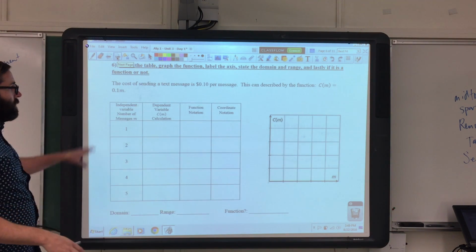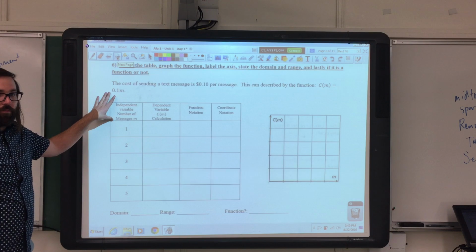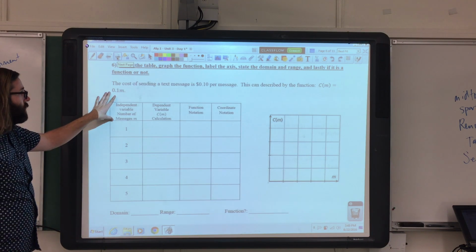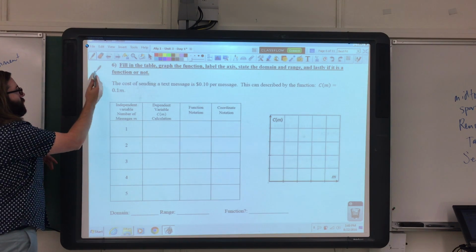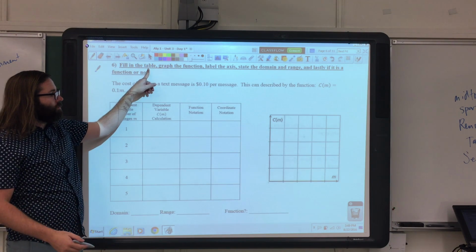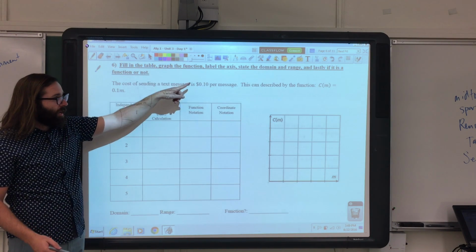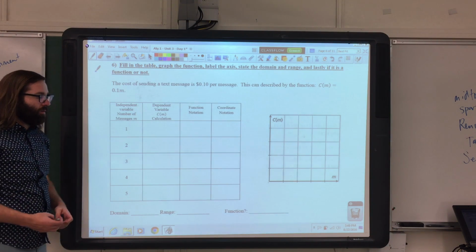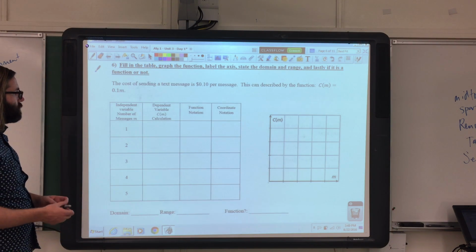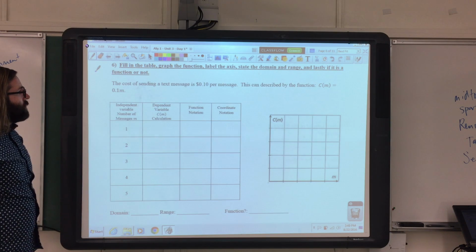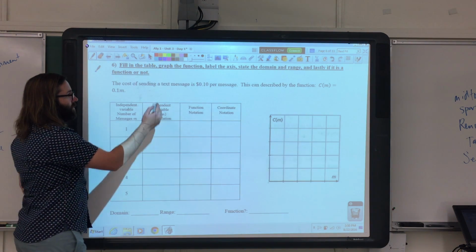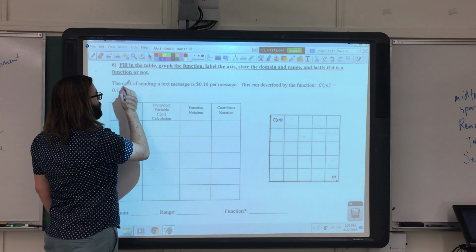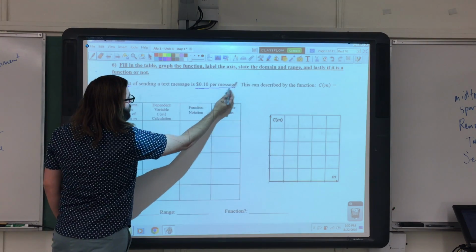Okay, we got a word problem. We have to fill in the table, graph the function, label the axes, state the domain and range, and tell if it's a function or not. So, we know that the cost of sending a text message is 10 cents per message.